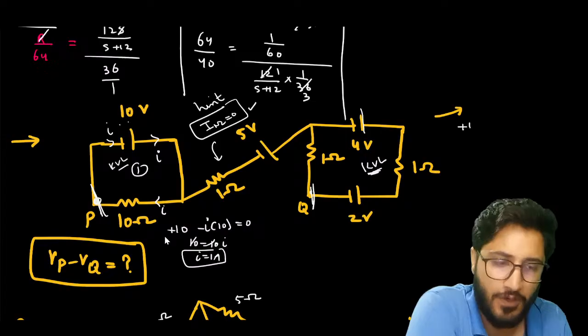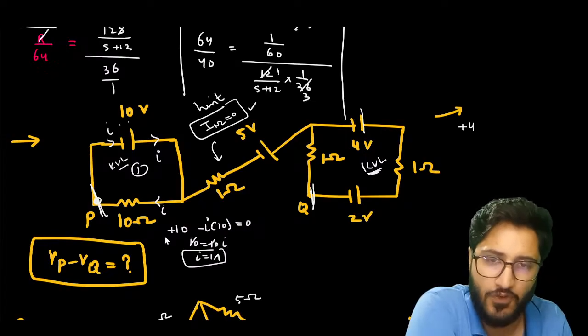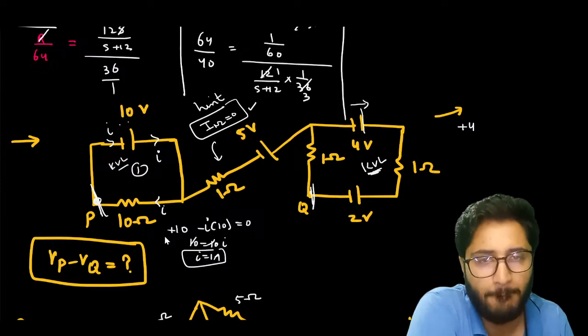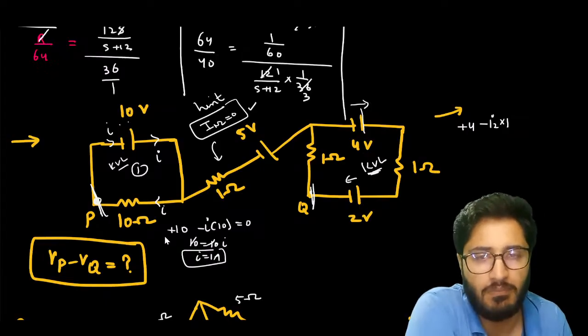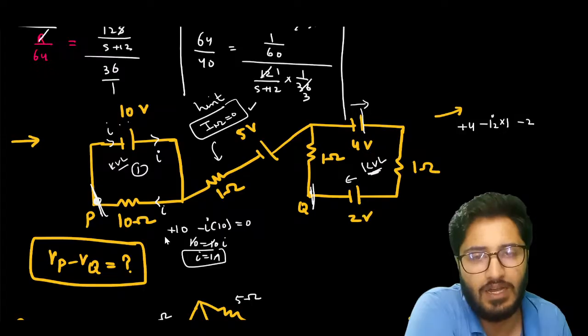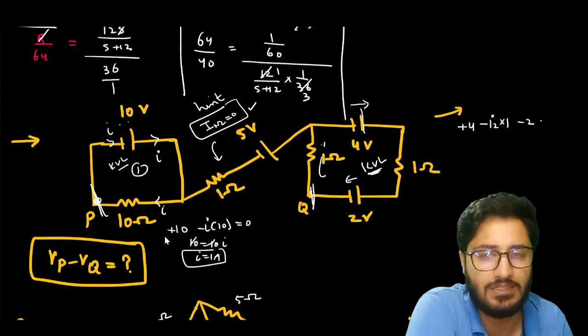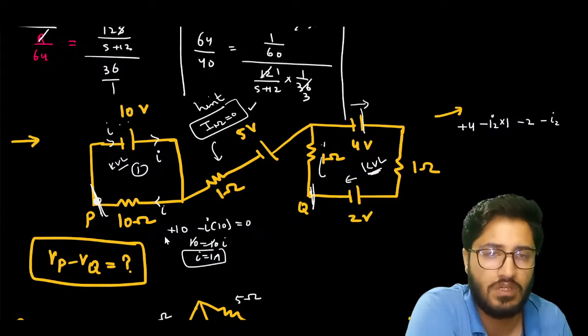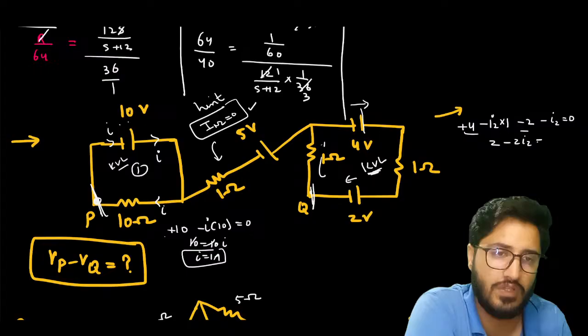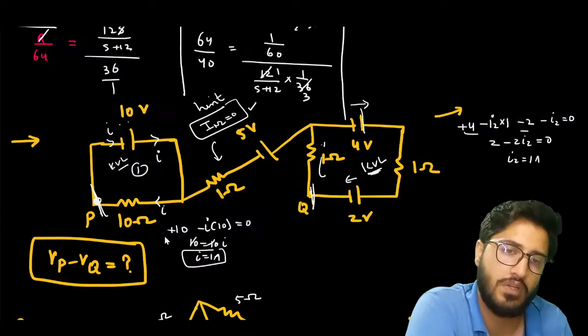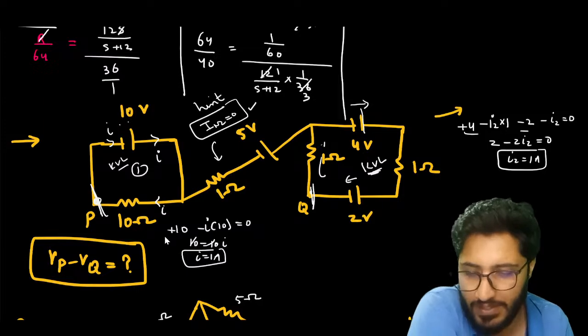The current flowing through this one now, what do you write? You will write plus 4. You will get from this to this one now, plus 4. Then what do you have? You will have minus I2 into 1. Then you will have minus 2. Then here the current will flow in this way. You are going the same way. It is minus I2 equals 0. So look, 4 minus 2 is 2. 2 minus 2I2 equals 0. So I2 is 1 ampere also. So we got I1 1 ampere, I2 1 ampere.